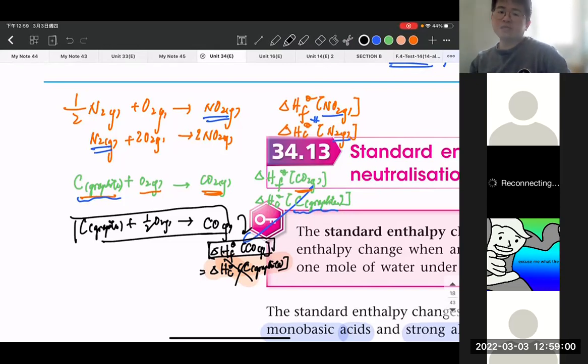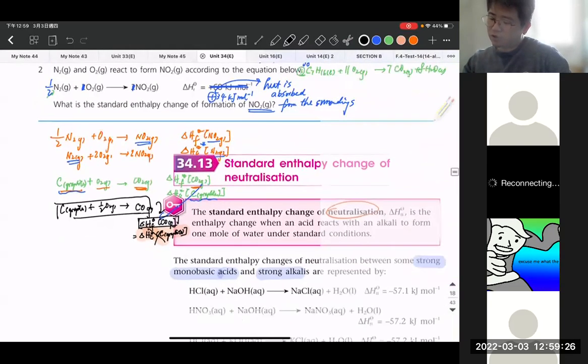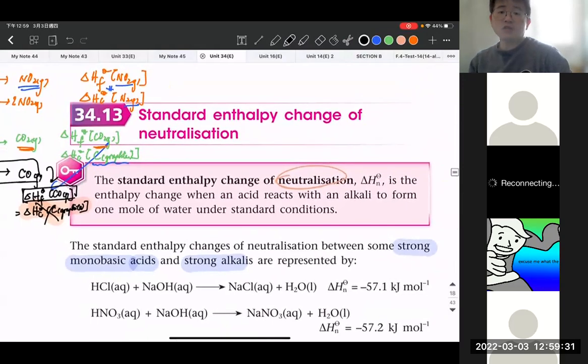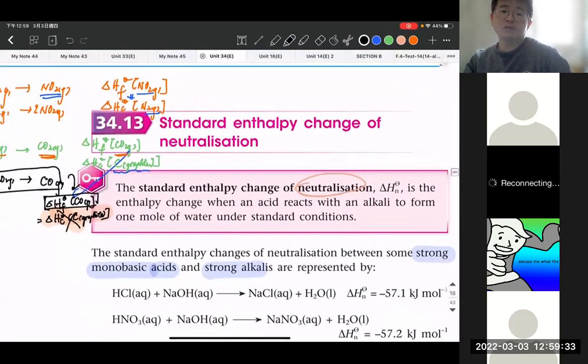So what is the hidden message? If the equation doesn't tell you anything about this, we do not have any idea what you're going to talk about. Remember, in this topic you must state the physical state of all chemicals. Okay, please mark it. You have to state all those. Now, that is question one. Any questions so far?